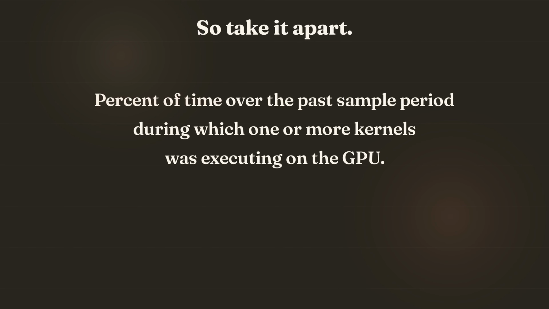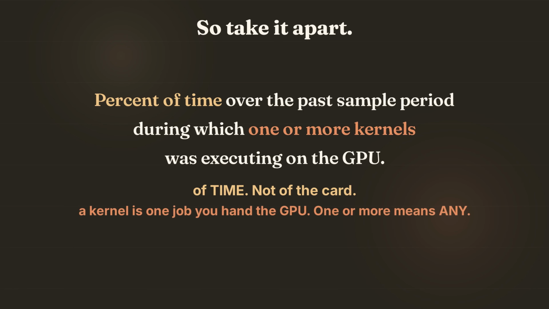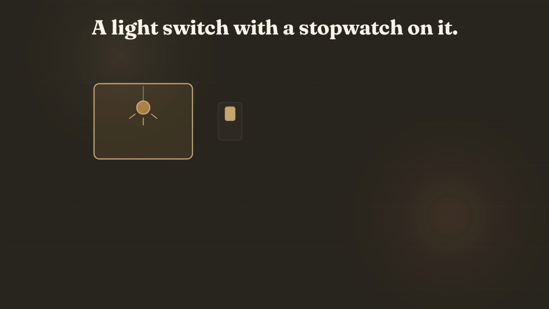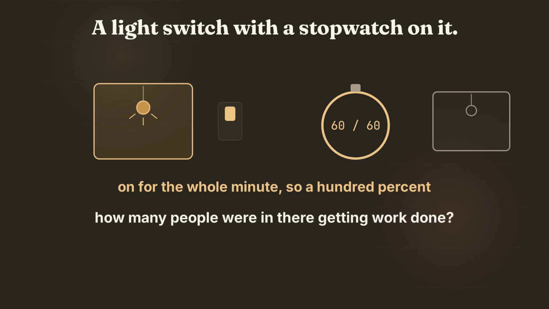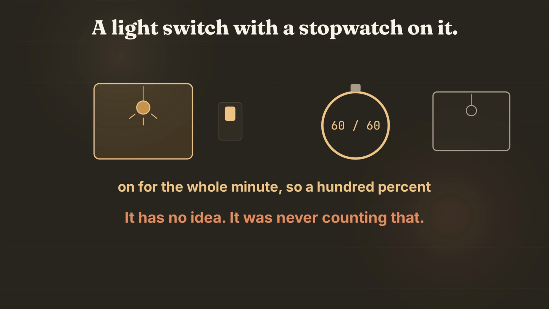So let's take that apart, right? It's percent of time. And a kernel is just one job you hand to the GPU, so one or more of them means at least one, any one at all. So that number asks a yes or no question, was anything running, and then tells you how often the answer was yes. Think of a light switch with a stopwatch on it. Your light was on for the whole minute, so 100%. And how many people were in that room getting work done? It has no idea. And it was never counting that.